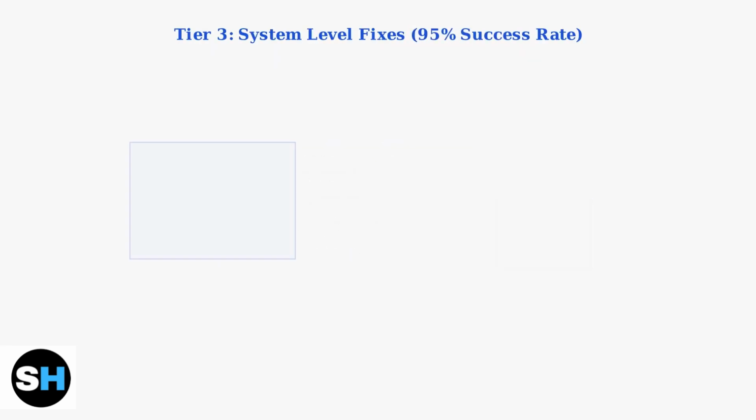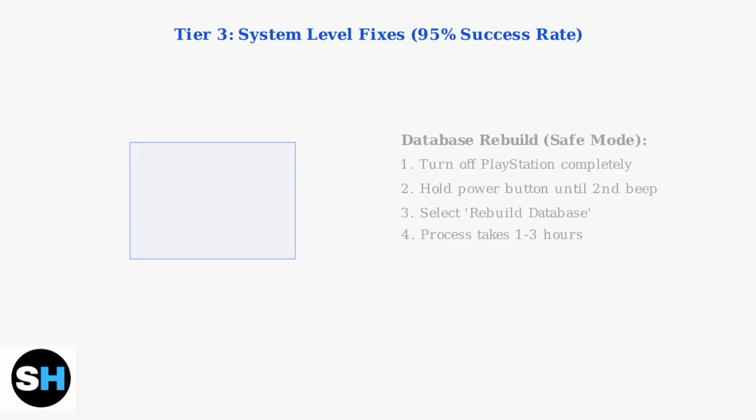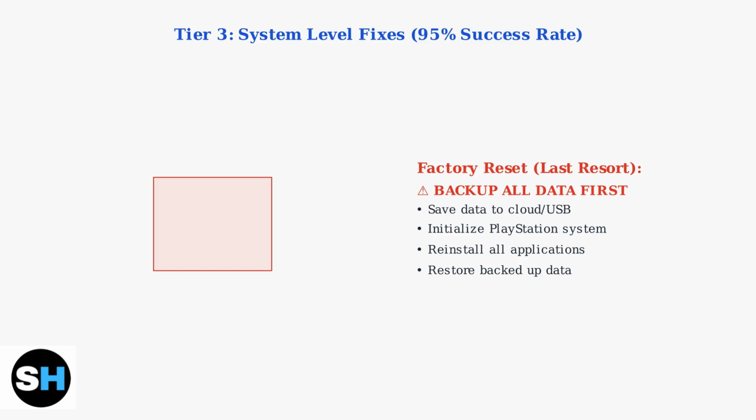Tier 3 solutions achieve a 95% success rate for persistent crashes. The database rebuild process fixes corrupted system files. Boot into safe mode by holding the power button until you hear 2 beeps, then select Rebuild Database. As a last resort, factory reset your PlayStation. This erases everything, so back up your save data to cloud storage or USB first. After reset, reinstall applications and restore your data.